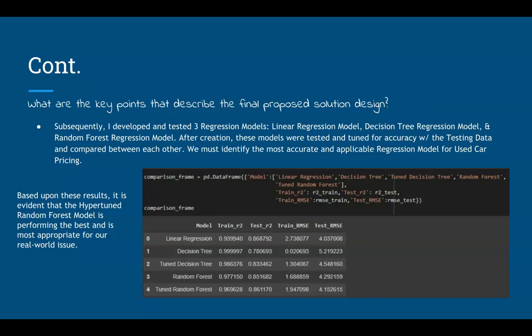And based on this, we must identify the most accurate and applicable regression model for used car pricing. Based upon these results, it's evident that the hyper-tuned random forest model is performing the best and is most appropriate for our real world use. And through the image you can see the results of linear regression, our decision tree, our tuned decision tree using grid search cross-validation, random forest, and our tuned random forest once again using grid search cross-validation.